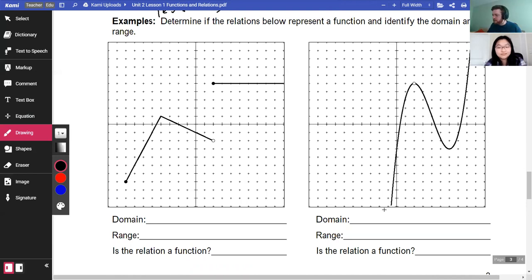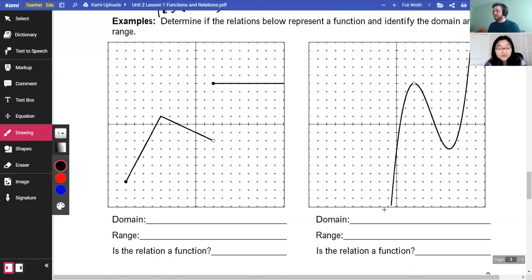Well, that might be cool, but that doesn't happen in real life. We want to model real life situations with math, and so we want functions. All right, so here is a relation. It's certainly a relation, right? I see dots, and those are associating an input and an output. All right, but is this relation a function?